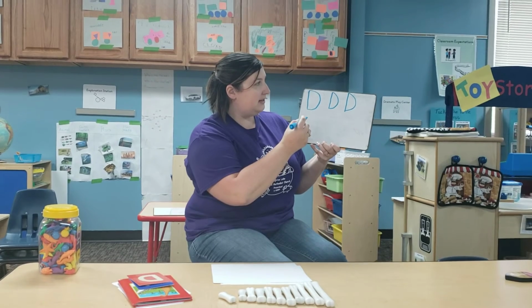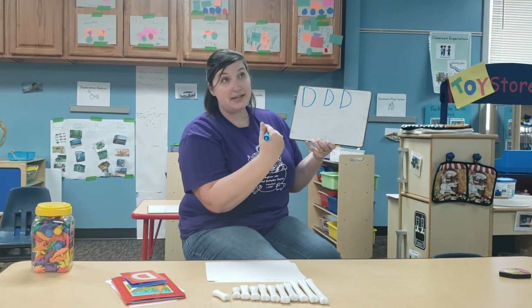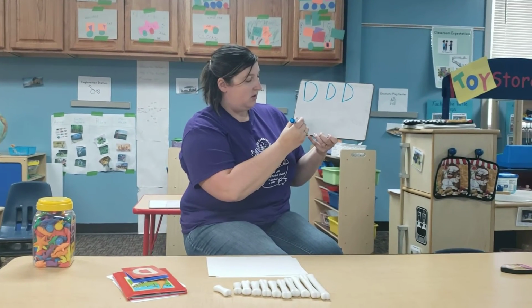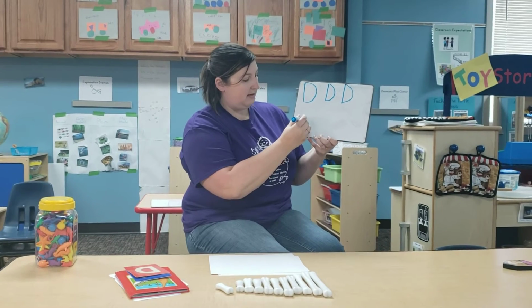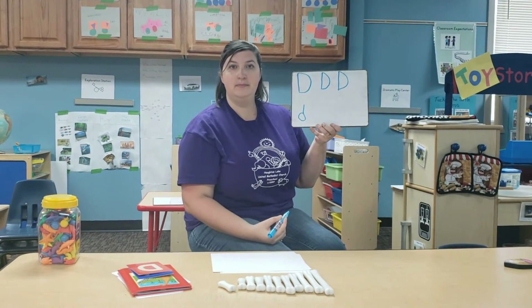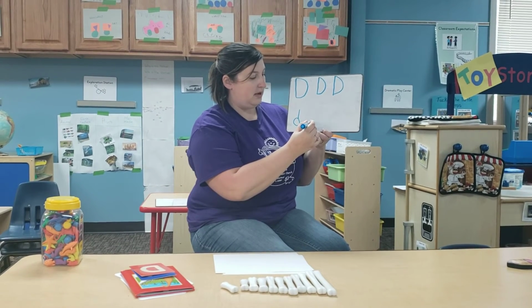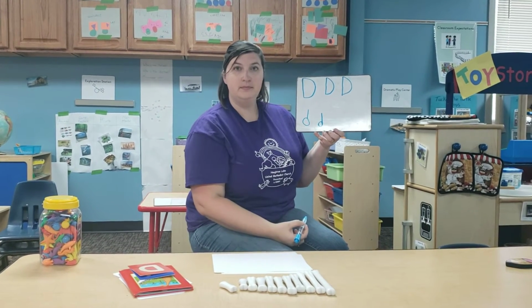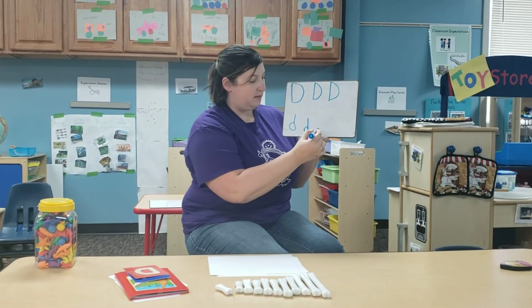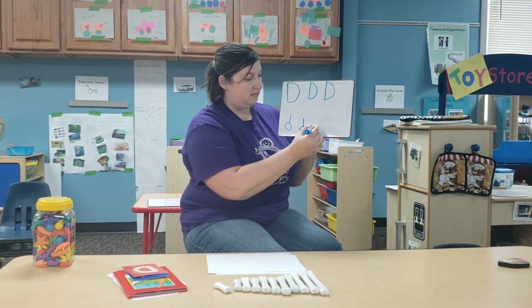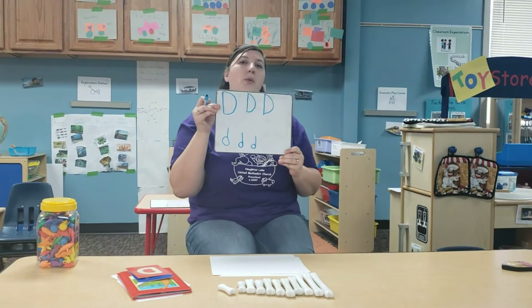All right, now we're going to talk about a lowercase d. A lowercase d, Mrs. R likes to start with a circle and a line up. A small circle and a line up. One more. Ready? Small circle, line up. That's your lowercase d.